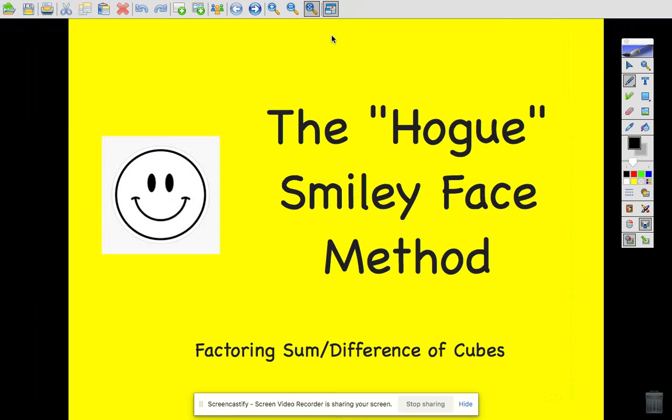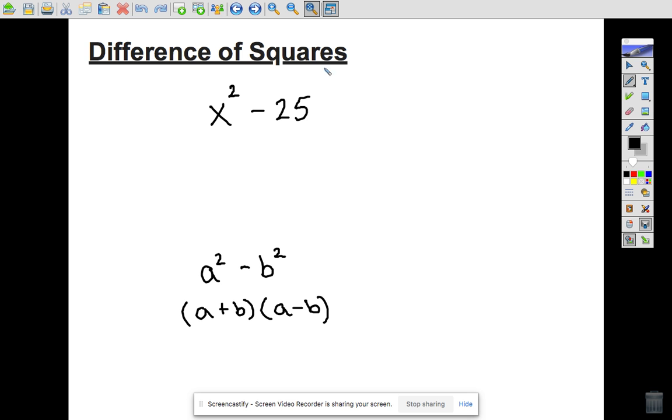Welcome to the Hogue Smiley Face Method for factoring sum and difference of cubes. I've found that this helps students remember how to factor those sum and difference of cubes problems that you don't see very often. If you just remember, hey, use that smiley face, it really helps. So let me show you how it works.